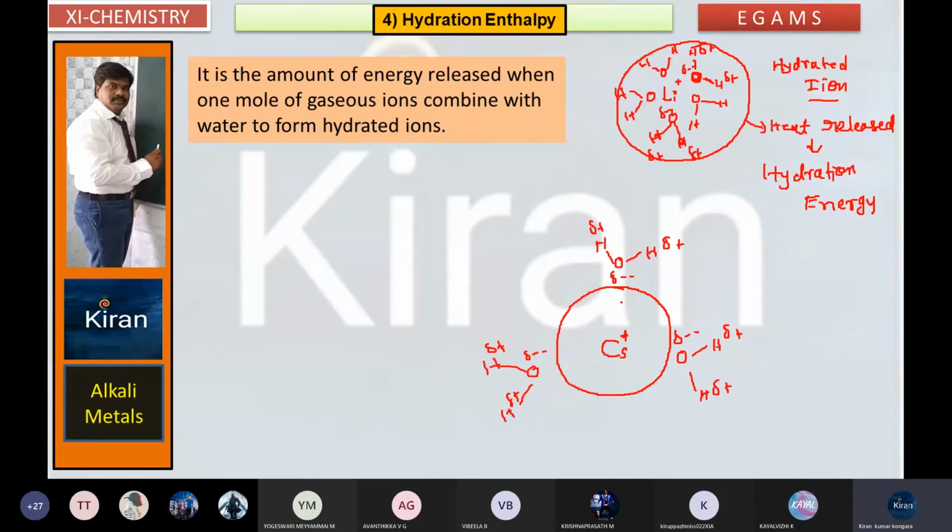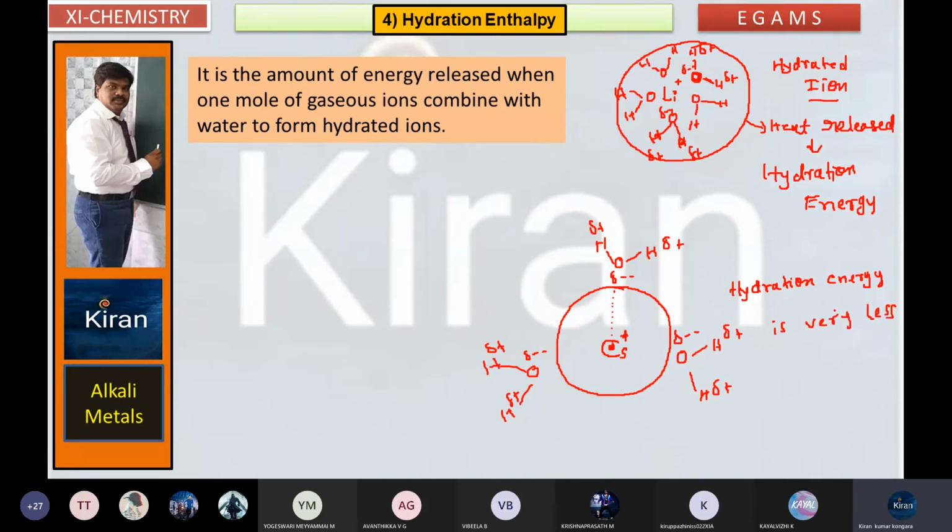Because of plus and minus charge, both attract each other. This is the hydrated ion. Here, the amount of heat energy is less because a very small number of water molecules are held by the cesium ion. What is the reason? Here the nuclear attraction force is weak, and the plus charge and minus charge are far away. The distance is high. That is the reason the hydration energy is less. Hydration energy is very less.